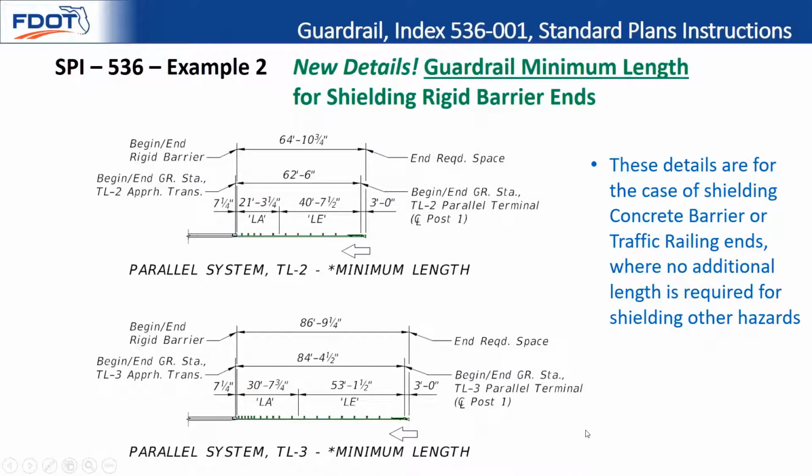So this example 2 all happens to be on one sheet. There's a few other examples that will show up below this. But essentially, we're showing now minimum guardrail lengths when you're connected to a rigid barrier, either concrete traffic railing on a bridge or concrete barrier. And if the sole purpose of installing this guardrail is to shield the end of the concrete to make it crashworthy, we want to go ahead and provide what the minimum length of guardrail would be, and what components are necessary.